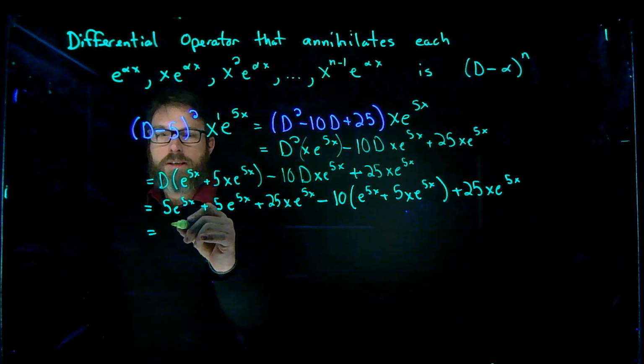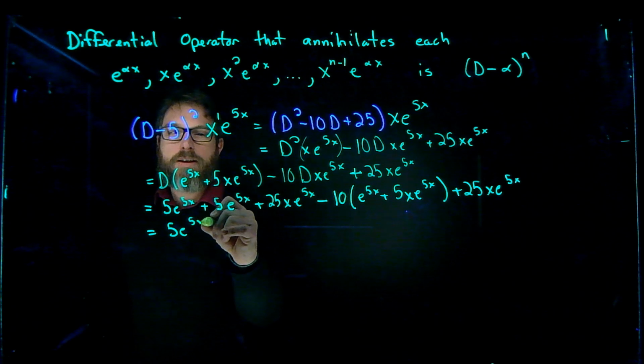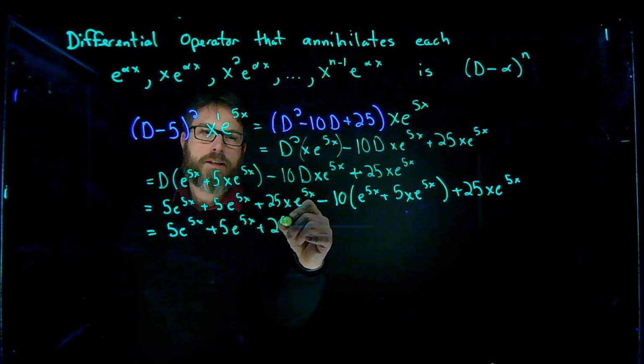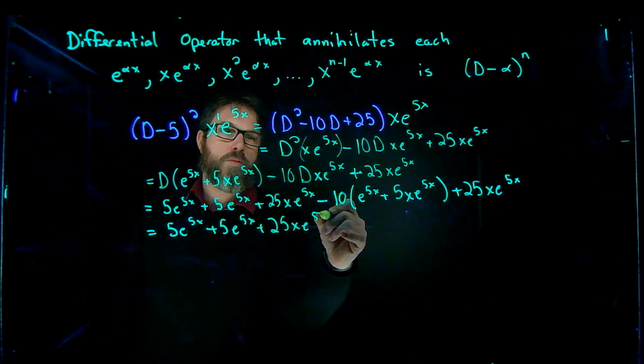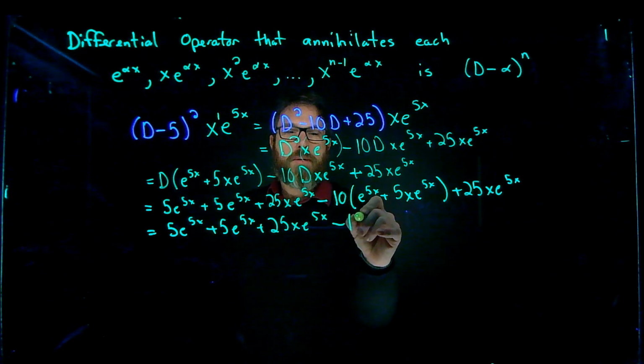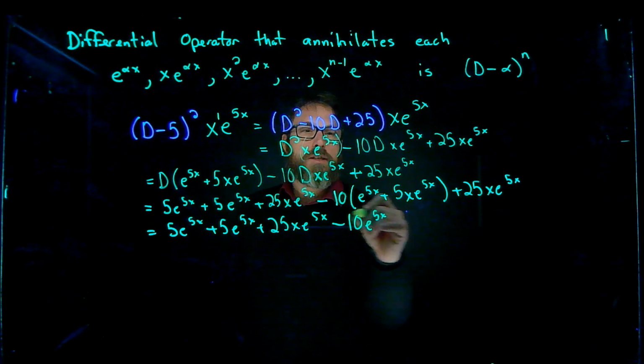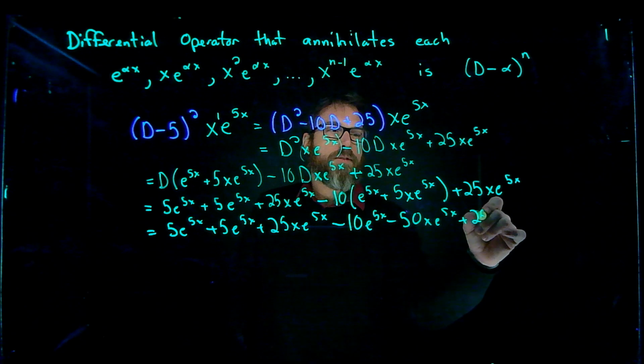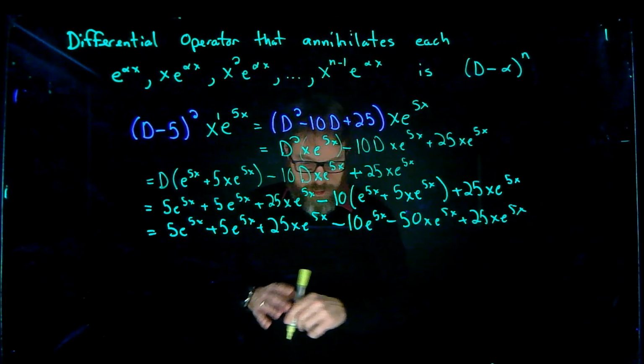So simplifying, this is 5e to the 5x. I know I could add this to 10, but we will just expand and then cancel, because remember, this is supposed to be equal to 0. We're just double checking that. So this will be a minus 10e to the 5x, minus 50xe to the 5x, and finally plus 25xe to the 5x. And does this equal 0?